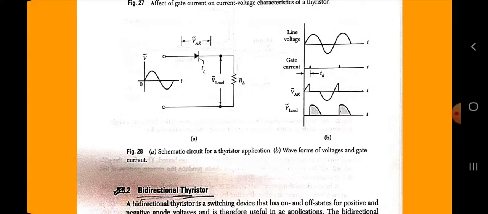However, if the current pulses are delayed, the thyristor will not turn on until later in the cycle, and the amount of power delivered to the load will be substantially reduced.